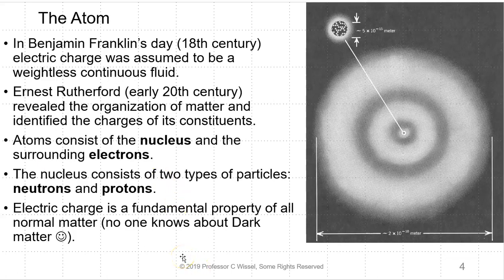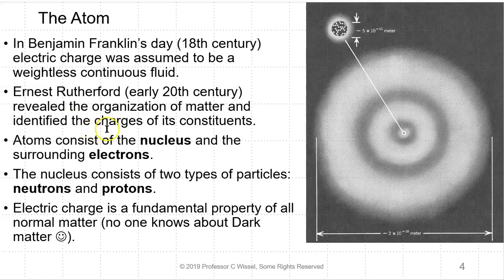Now, in Benjamin Franklin's day, which is around the time of 1776, about the time of the American Revolution, electric charge was assumed to be a weightless continuous fluid. Now, we still use this model today, and it's amazingly good at describing what happens when an electric current flows. And we will be using this model over and over again. Now, from a quantum mechanical standpoint, it's not strictly correct.